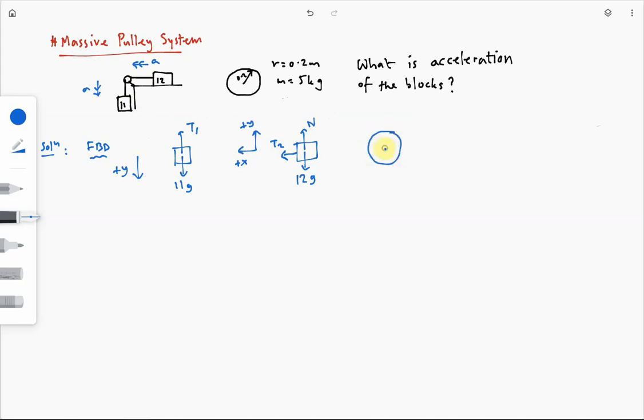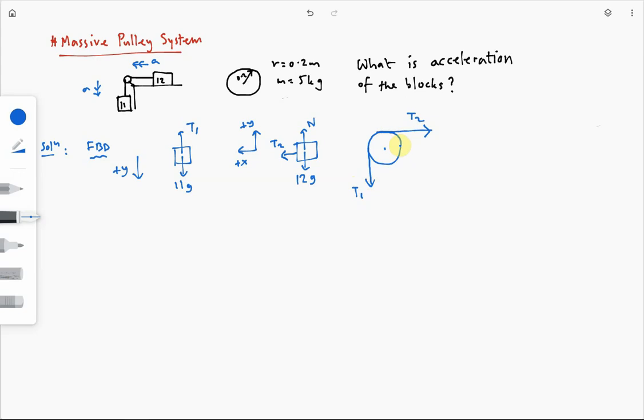The pulley is a badly drawn circle like that, and the two ropes go over it. One rope is going this way, the other is going that way, right? And in what direction is the force on the pulley being applied by these ropes? The ropes will always pull, right? So this horizontal rope pulls in this direction, and that is the rope connecting it to the 12 kilogram box. So the tension in this rope is T2, while the tension in this rope connecting the 11 kilogram box is T1.